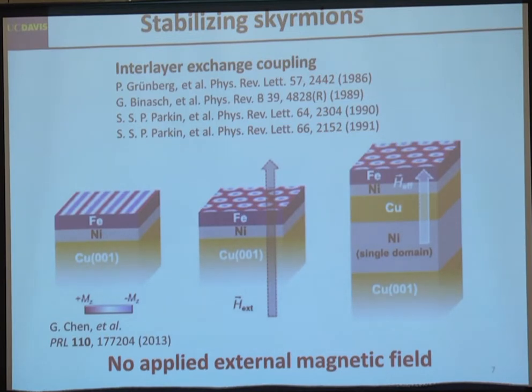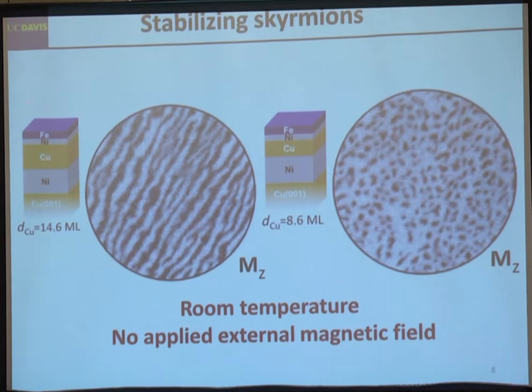But alternatively, you can first put down a magnetic layer with an in-plane single domain, in this case nickel, and then put a non-magnetic spacer layer, which is copper here. Then you can put iron on top. We systematically tested the spin configuration on top of the surface as a function of the copper thickness. We found that when the copper is 14.6 monolayers, that's the stripe phase, and there seems to be no strong virtual magnetic field, but when the copper is 8.6 monolayers, that is the skyrmion phase.